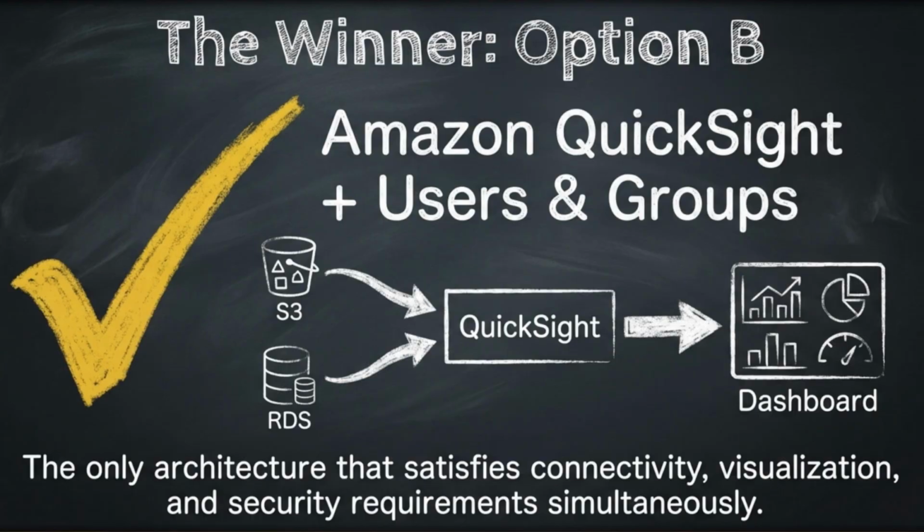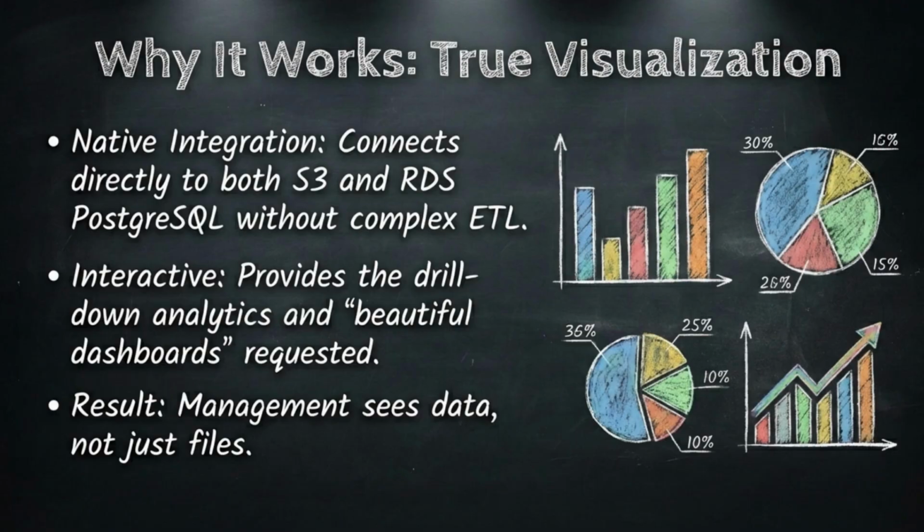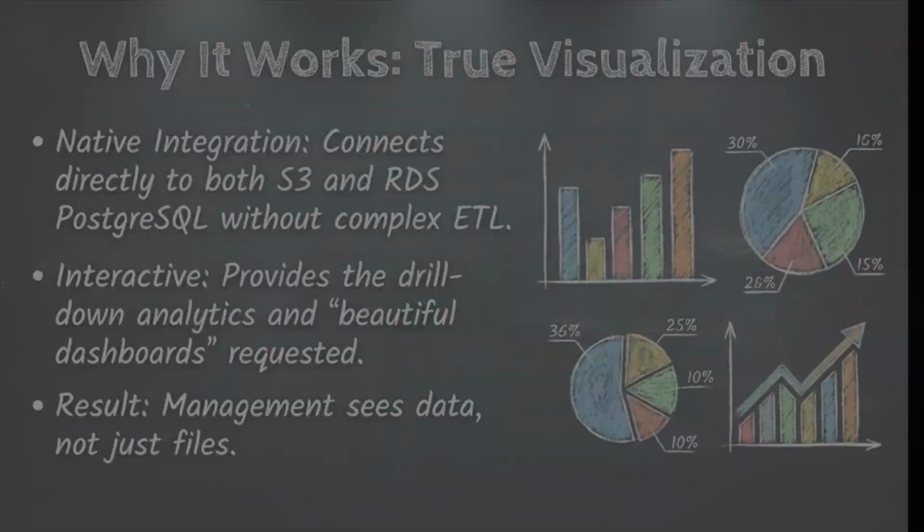And the correct option is option B. Amazon QuickSight with sharing via users and groups. Let's break down why this is the perfect solution. First, QuickSight is a data visualization service. Not just reports, but interactive dashboards, graphs, drill-down analytics. Exactly what management wants. Second, QuickSight natively connects to both Amazon S3 and Amazon RDS for Postgres. 2 sources, 1 tool. Beautiful.